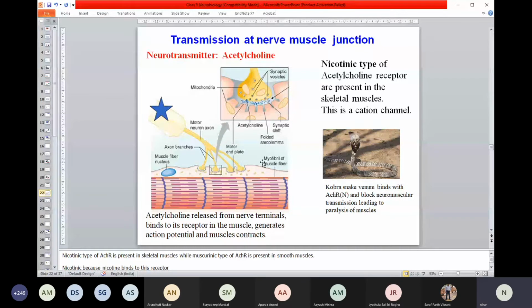You can think about, so this is channel. So the acetylcholine receptor present in the skeletal muscle particularly is an ionotropic type. It has been given a different name, nicotinic type, because of the nicotine present in tobacco. People who smoke actually inhale a lot of nicotine. So the nicotine binds with this receptor and can mimic the activity of the receptor. So that's why it is called nicotinic type of acetylcholine receptor.